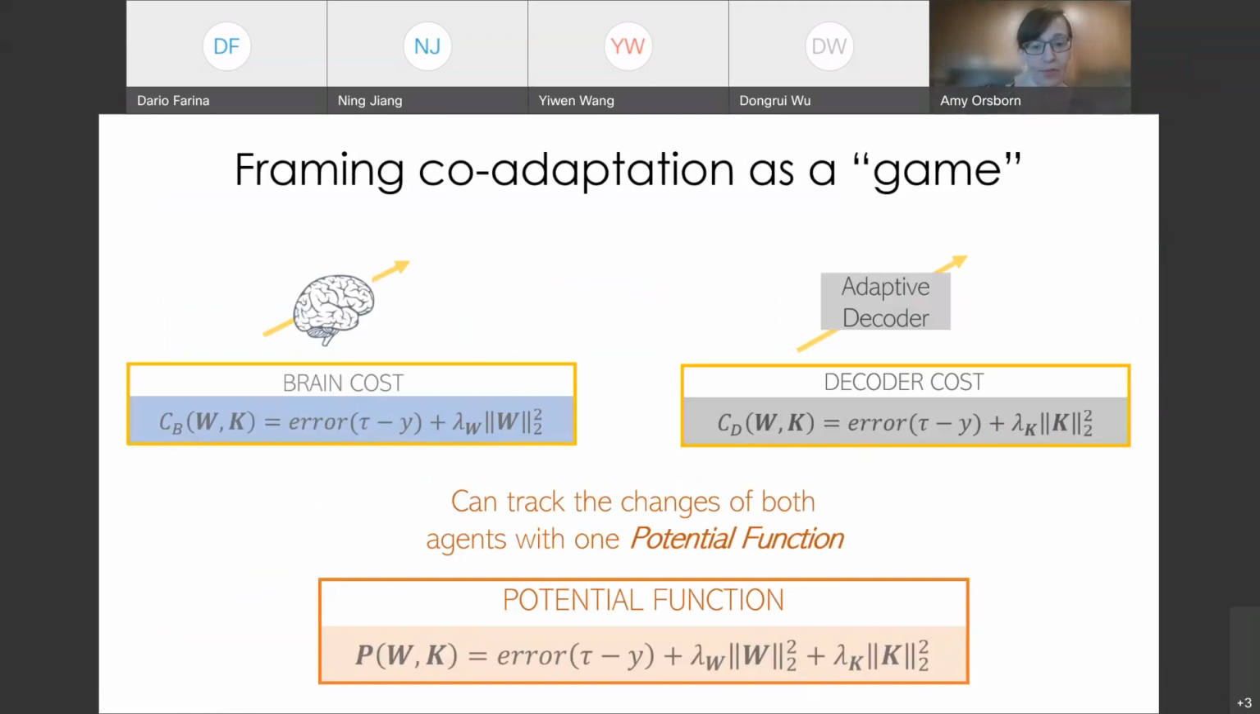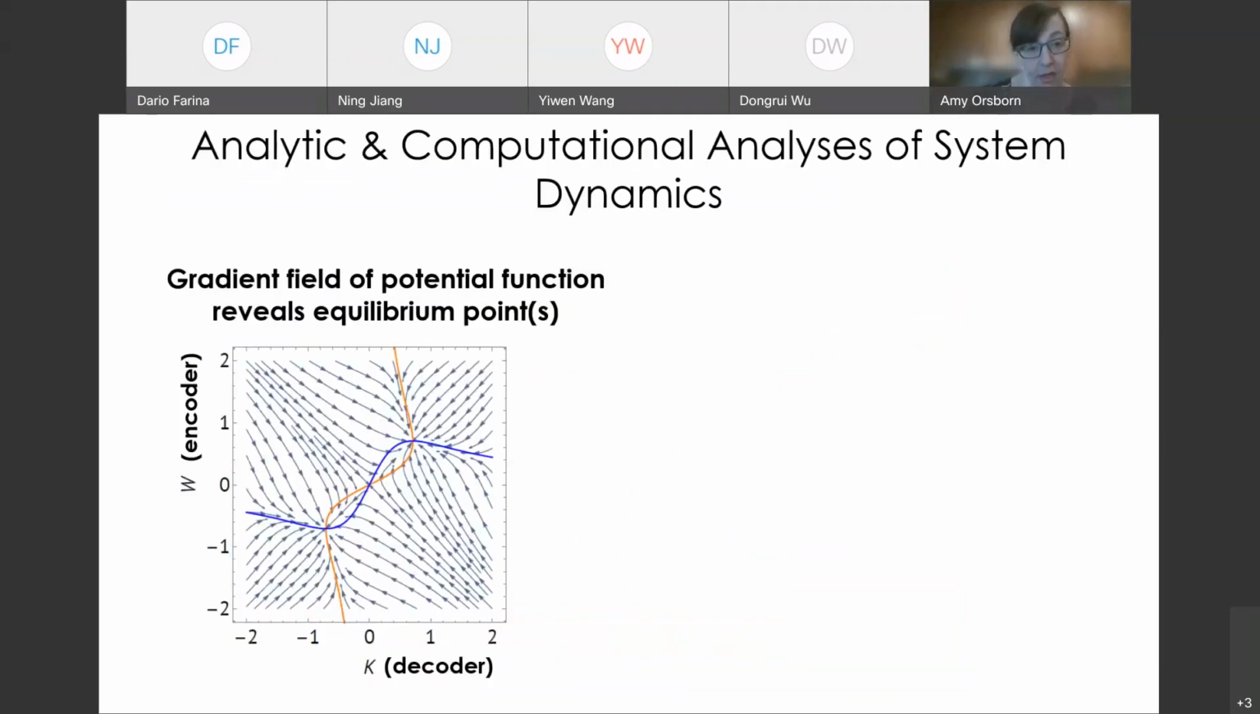This particular formulation of our cost functions has a really useful form where it creates what we call a potential game. That's useful in game theory because it's very analytically tractable. We can write down one thing called a potential function that describes the dynamics of the whole system. And by doing this, we can now start to think about, for a given brain encoder and brain decoder and different adaptation rates, how this system is going to evolve.